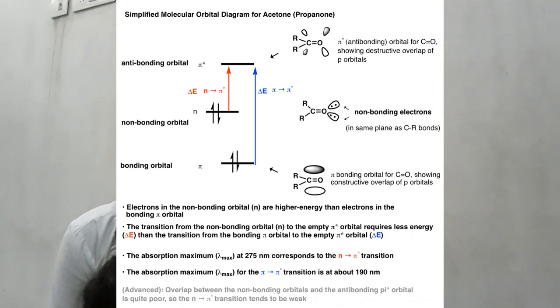And friends, the transitions pi to sigma star and sigma to pi star are called forbidden transitions, because these are only theoretically possible. These are not possible practically. So guys, these transitions are called forbidden transitions.